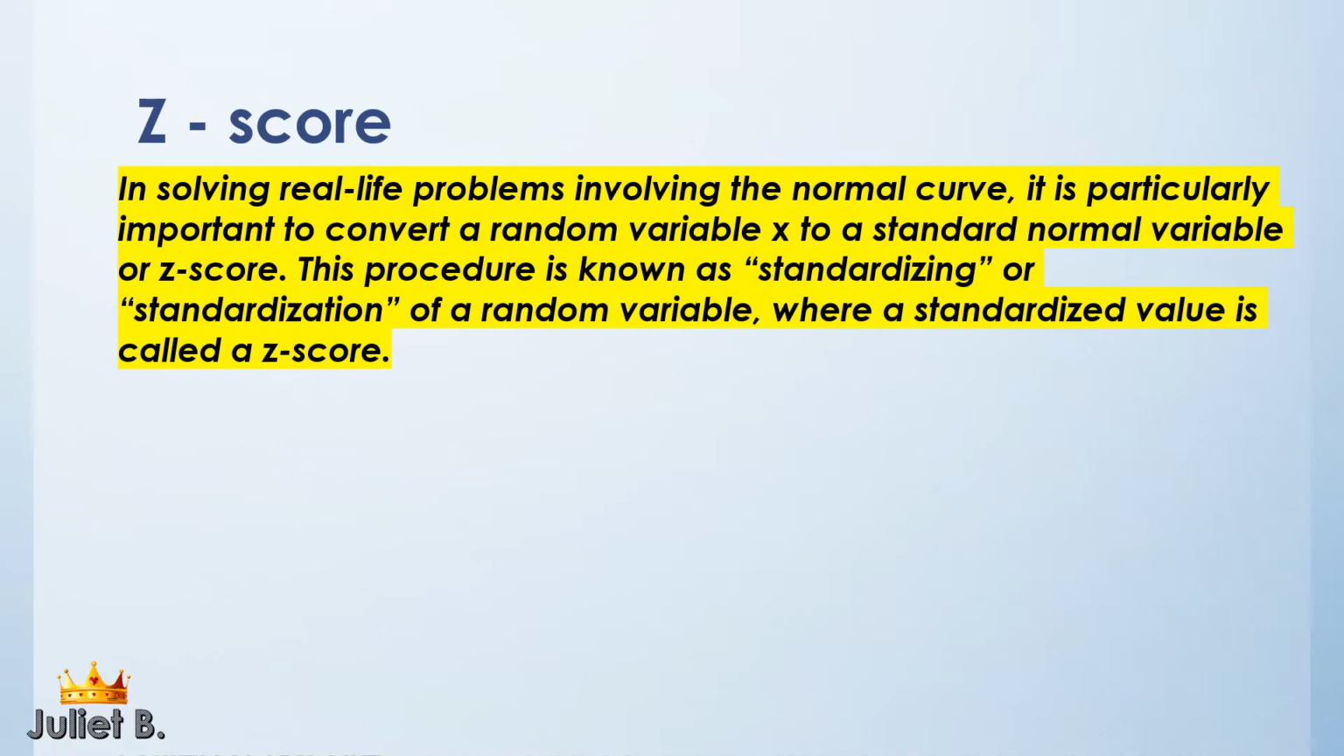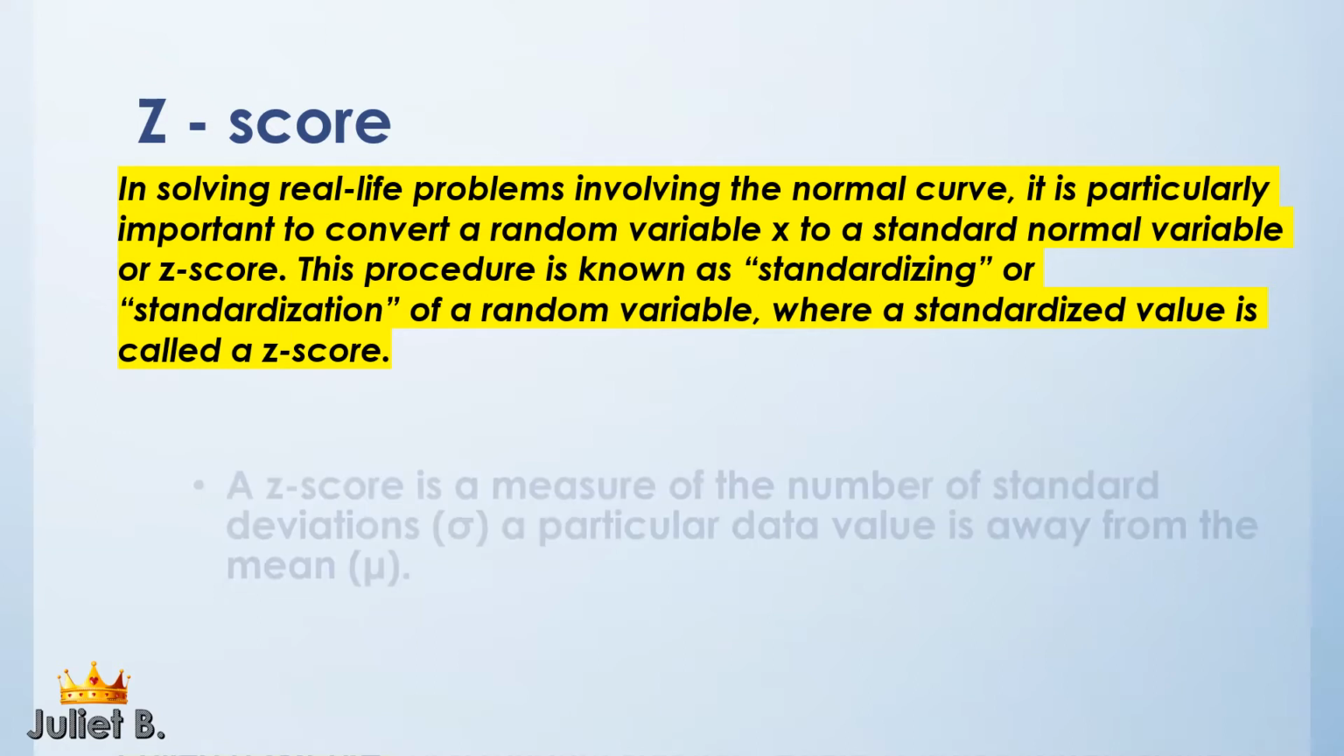For us to convert a random variable x to a standard normal variable z, we will be using the formula for z-score. In solving real-life problems involving the normal curve, it is particularly important to convert a random variable x to a standard normal variable or z-score. This procedure is known as standardizing or standardization of a random variable, where a standardized value is called a z-score.